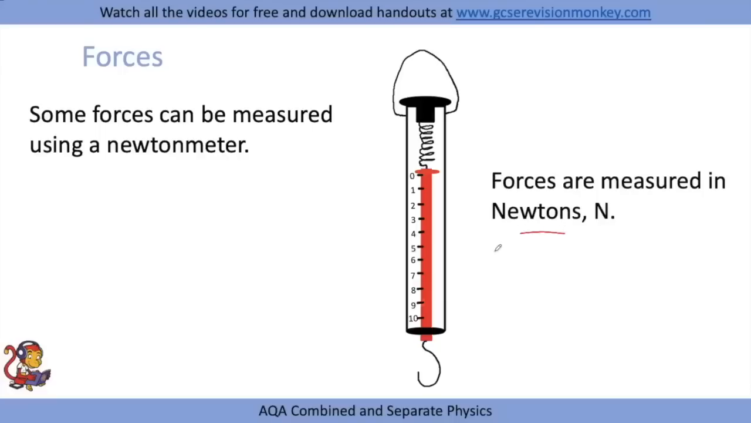So this is a Newton meter. You could, for example, hang your object on the end of this hook here, and that will let you know the weight of the object in newtons, or you could use this Newton meter to pull or push an object and measure forces in that way. Let's have a look at this example.